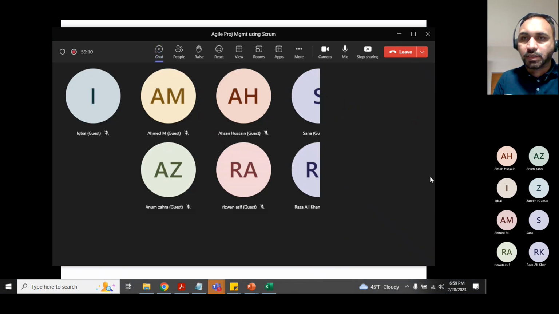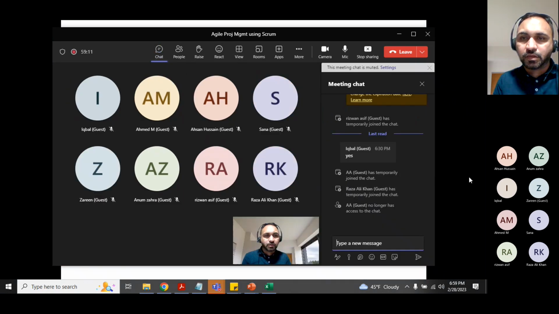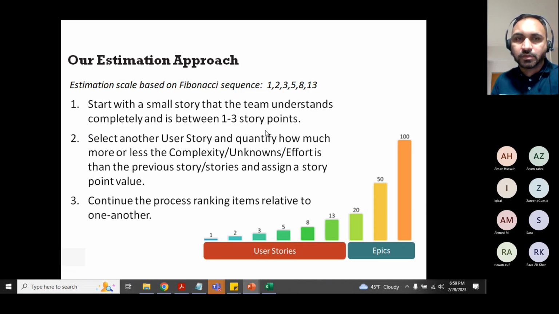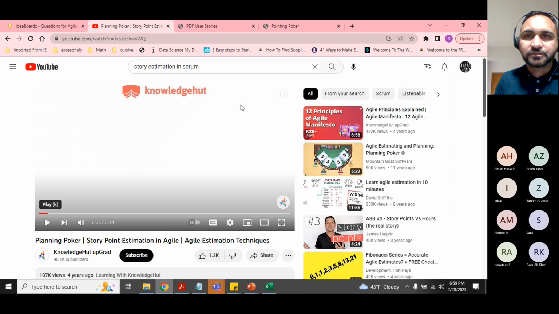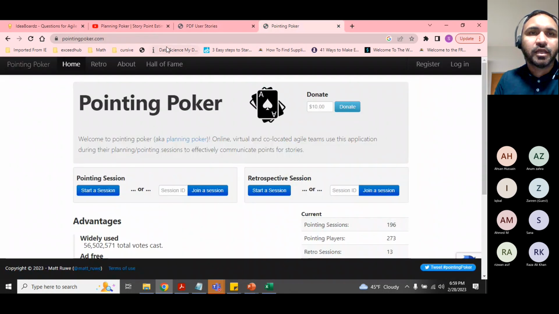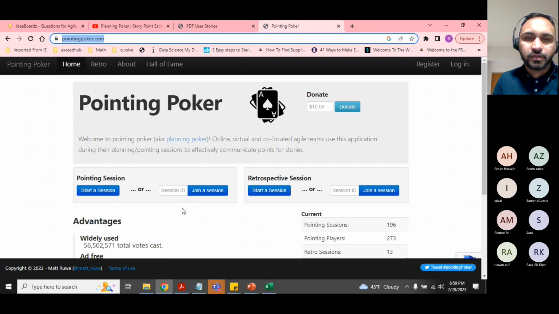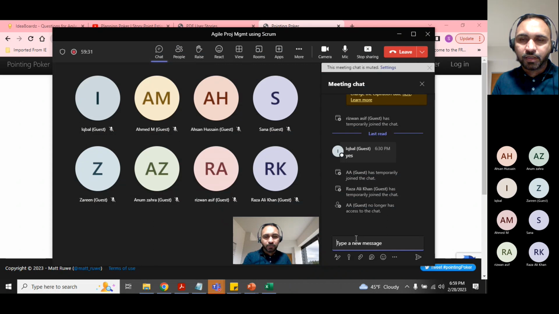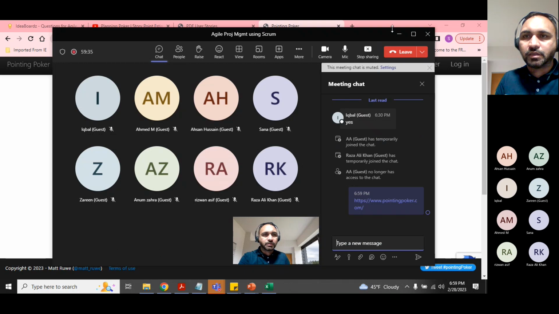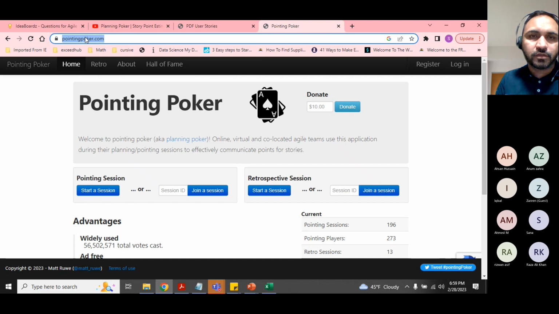I'm not tracking the chat for questions, but feel free to put them on the idea boards. Moving on to the next one: size the following according to their masses. Okay, here we go. Where's my pointing session? I'm sharing this pointing poker in the chat. Can you guys join me in that session? We're going to size a story in a more fun way. Oh, sorry about that. This is the website I use for anonymous voting.